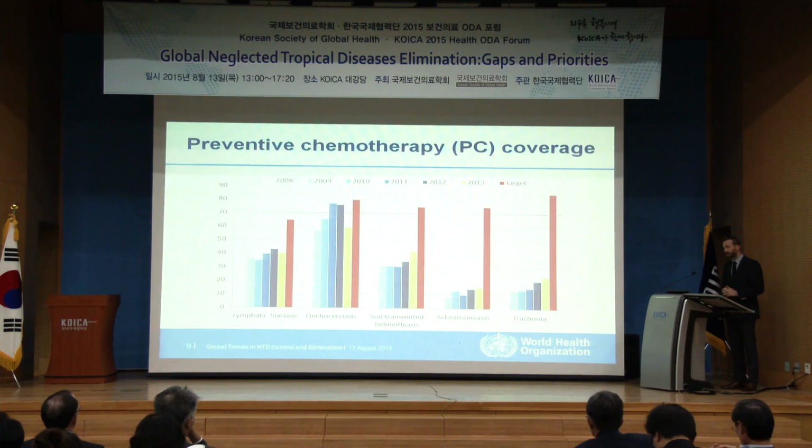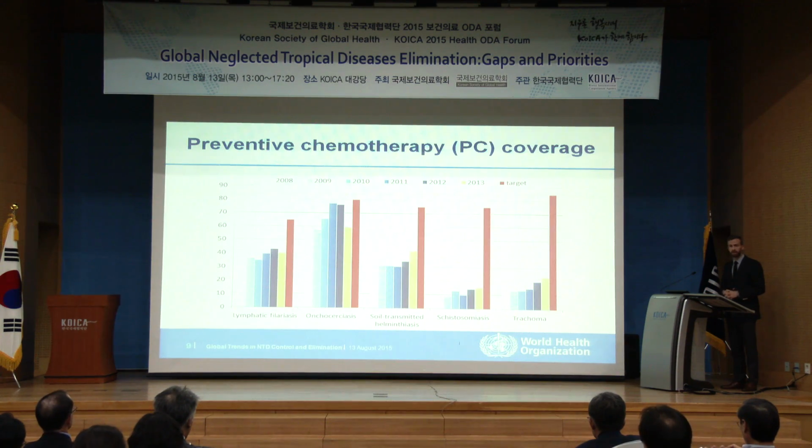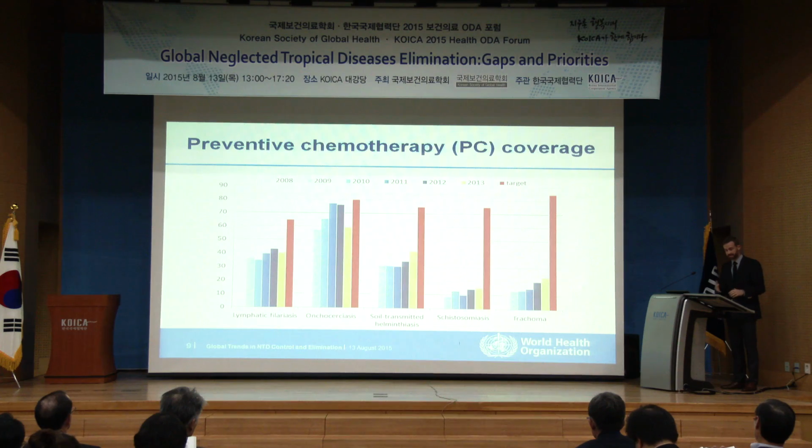Onchocerciasis, that decrease in 2013 should not be interpreted as a step backwards. It, in fact, reflects the fact that the onchocerciasis community is now targeting a larger number of people for preventive chemotherapy as they now move from a control strategy to an elimination strategy. STHs, schisto and trachoma, a bit more a longer road ahead, perhaps, in terms of scaling up coverage to the targets that are thought to be necessary.